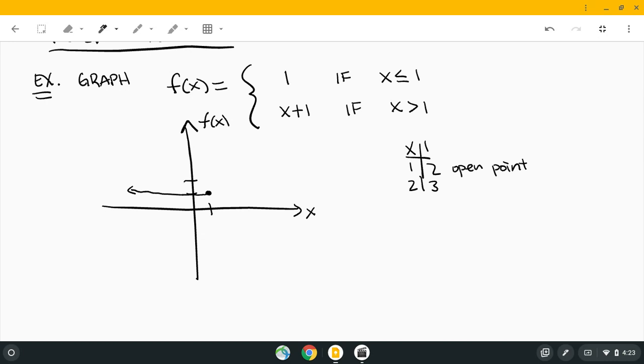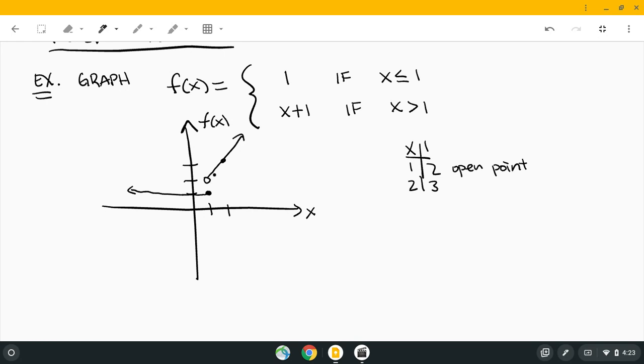So 1, 2, open, and then 2, 3, and that can be closed. And this will be the graph for all of the x values that are greater than 1. I used this actual point, even though it's not part of this function's domain, because if I started with 2, if I chose 2 and 3, then I would have missed all of these points here.